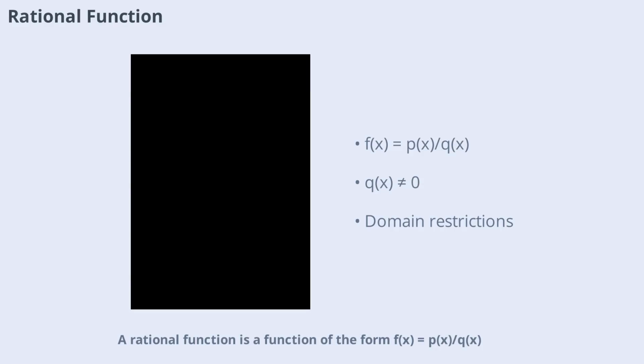A rational function is a function of the form f(x) equals p(x) divided by q(x), where both p(x) and q(x) are polynomials and q(x) is not equal to 0. For example, f(x) equals 1 divided by (x minus 2) is a rational function defined for all real x except x equals 2. These functions can have restrictions on their domains due to division by 0.